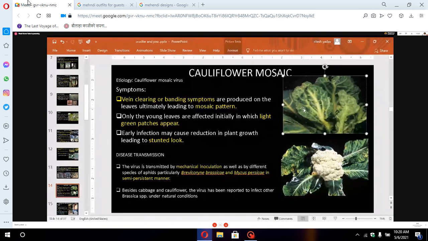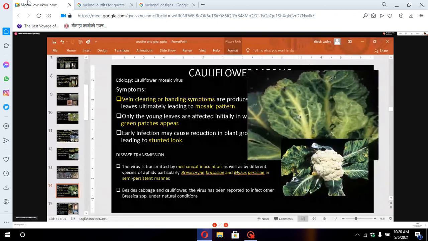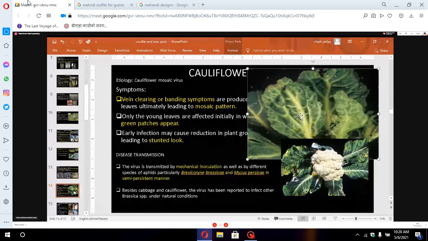So in this case, different kinds of symptoms are seen. Some mosaic, so there may be alternate patches of dark green or light green, or there may be admixture of yellow, pale yellow, dark green, light green. So that is mosaic. And apart from that, vein banding is very typically seen, and the veins are very swollen. Intervenal areas are raised, they may be crinkled.